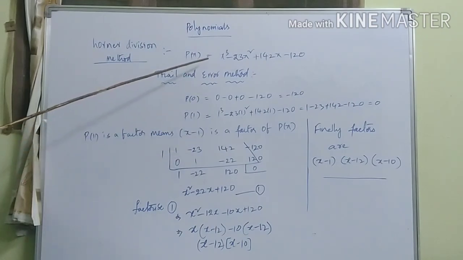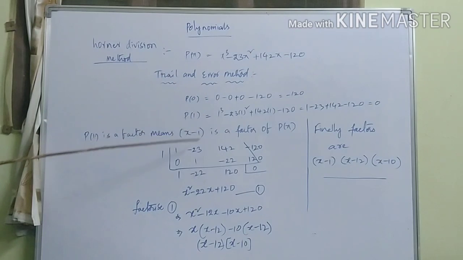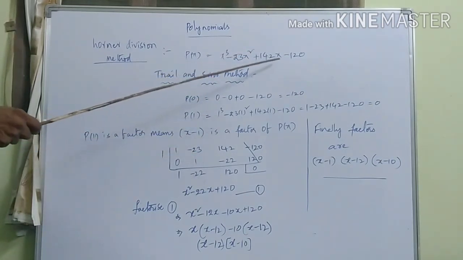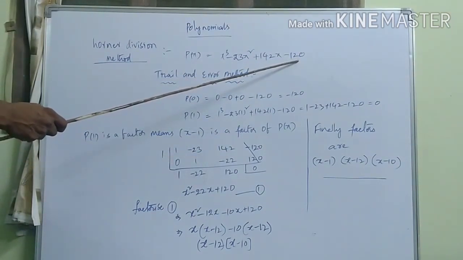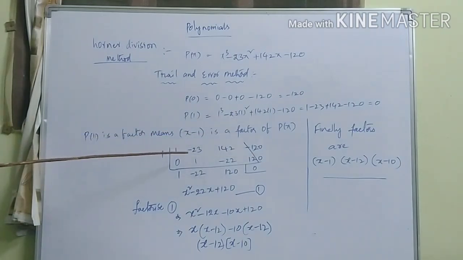So first we have to take the coefficients of the given polynomial. Here the x cube coefficient is 1, the x square coefficient is minus 23, the x coefficient is 142 and the constant term is minus 120. So in the corner division method, we have to take 0 underneath the first coefficient. This substitution of 0 is common for each and every problem.